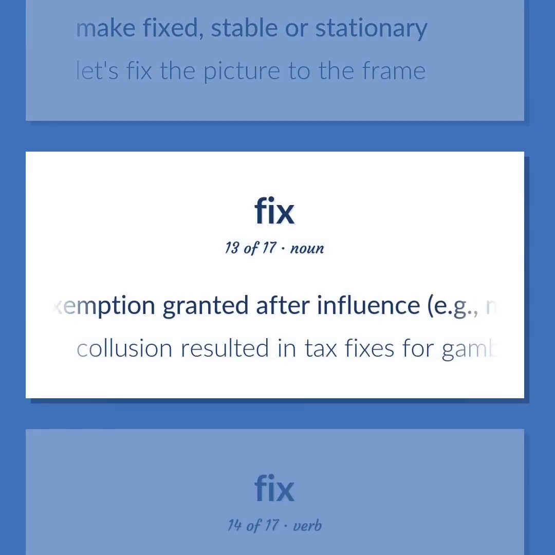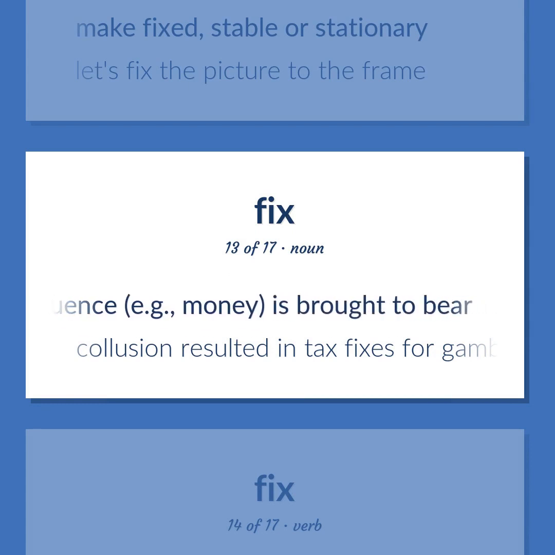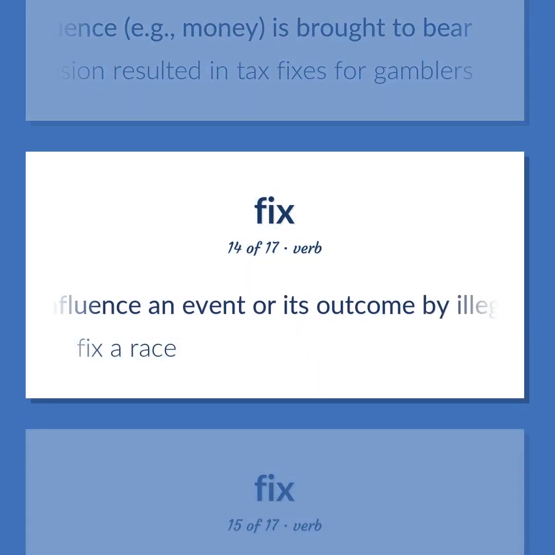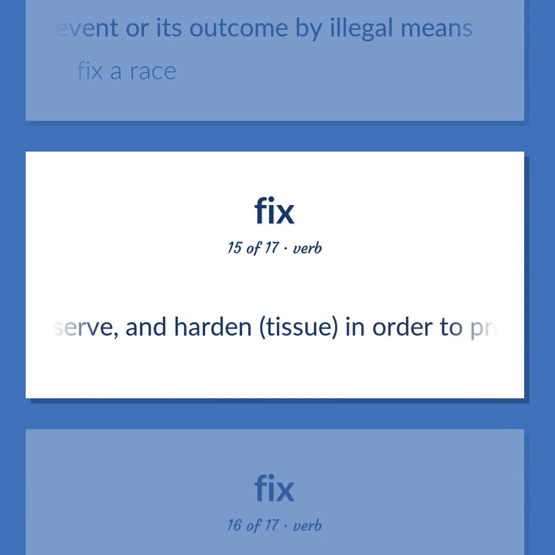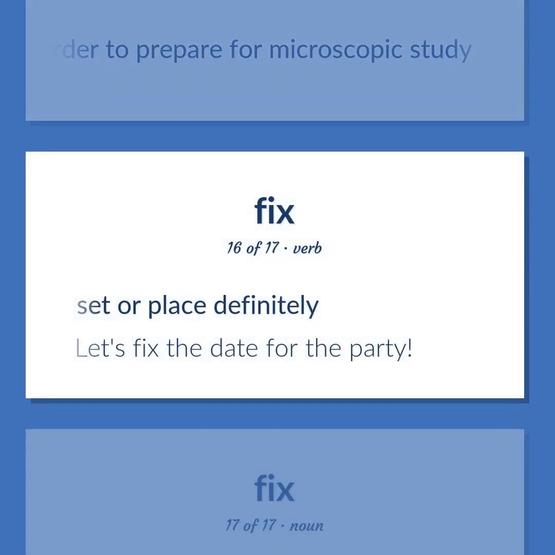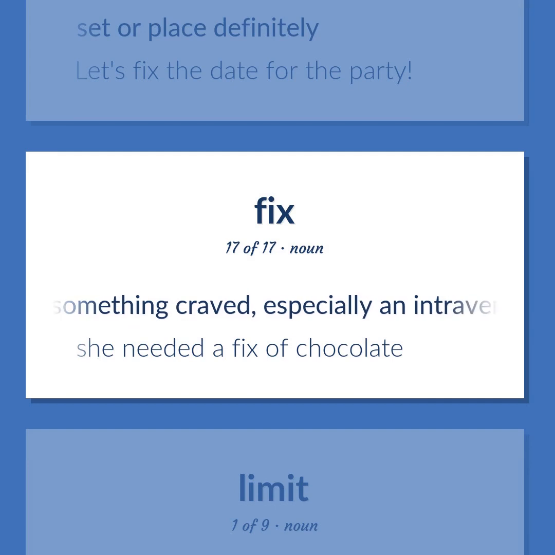An exemption granted after influence, e.g., money, is brought to bear. Collusion resulted in tax fixes for gamblers. Influence an event or its outcome by illegal means. Fix a race. Kill, preserve, and harden tissue in order to prepare for microscopic study. Set or place definitely. Let's fix the date for the party. Something craved, especially an intravenous injection of a narcotic drug. She needed a fix of chocolate.